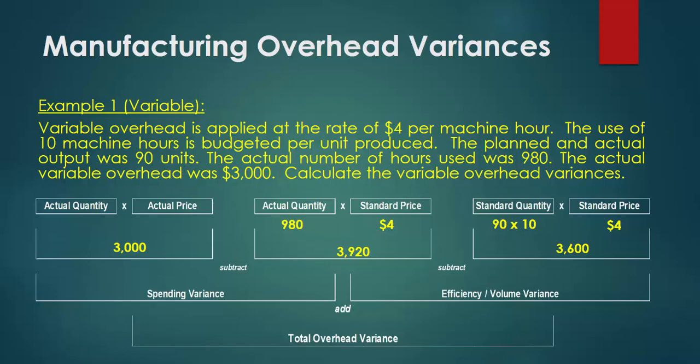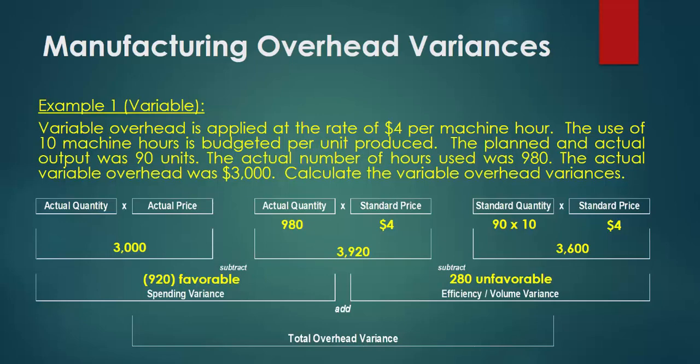Then, to calculate our variances, we just subtract from left to right. So 3,000 minus 3,920 gives us a negative 920, which is favorable for the spending variance. We spent $920 less than we thought that we would spend on manufacturing overhead. And then the efficiency or volume variance is calculated by subtracting the 3,600 from the 3,920. And because we are subtracting from left to right, we end up with a $280 unfavorable variance for the efficiency.